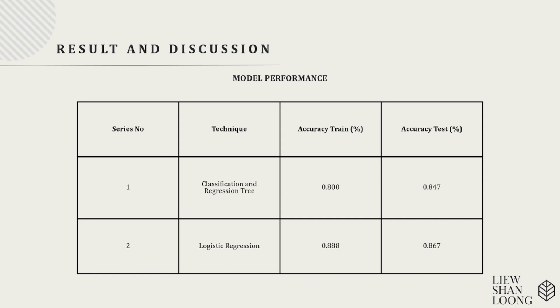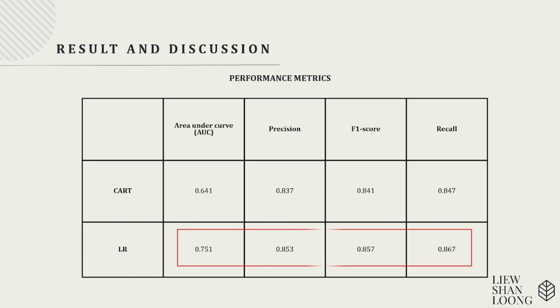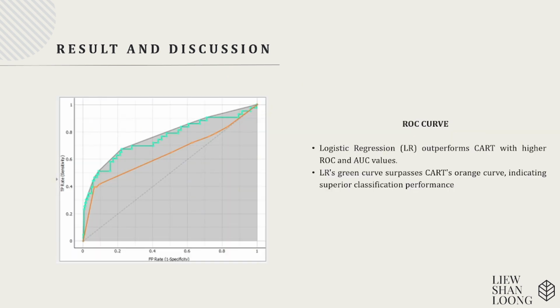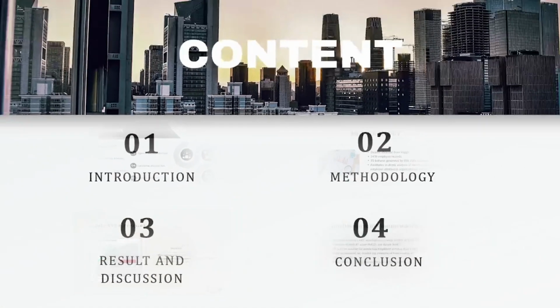So this is the model performance. We can see that LR performs better than CRT, with higher training accuracy and higher testing accuracy. This is the model performance for LR and CRT with the evaluation metrics of AUC, precision, F1 score, and recall, and we can see that LR performs better than CRT in all evaluation metrics. And this is the ROC curve. We can say that logistic regression outperforms CRT with a higher ROC and AUC value, where the LR green curve surpasses the CRT orange curve, indicating superior classification performance.